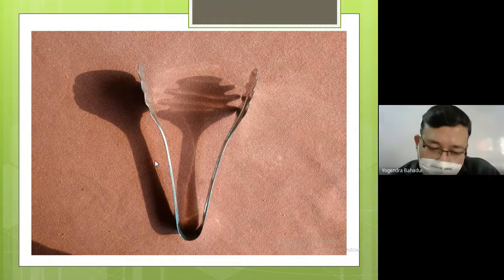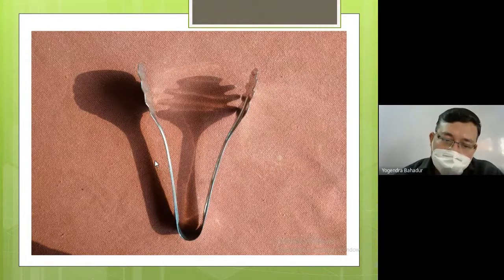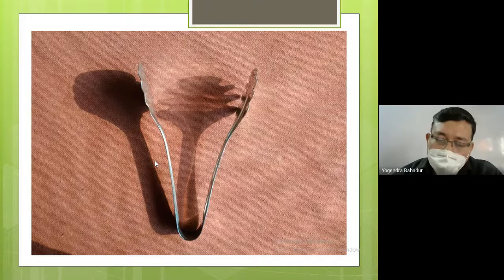Again, repeating its name, it is called the pastry tong, but in the industry, technically it is called the gâteau tong, G-A-T-E-A-U-X, where gâteau is a French term for pastry.